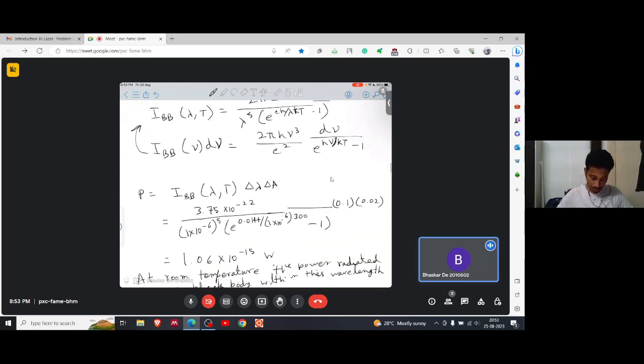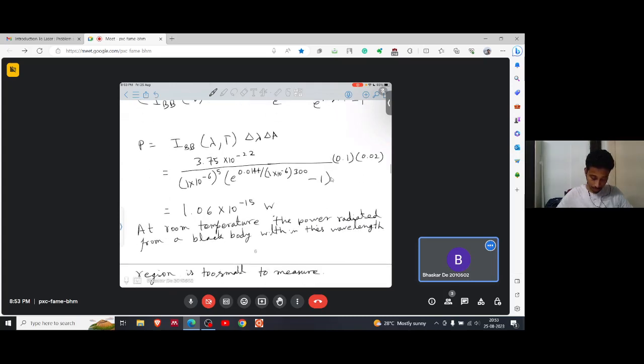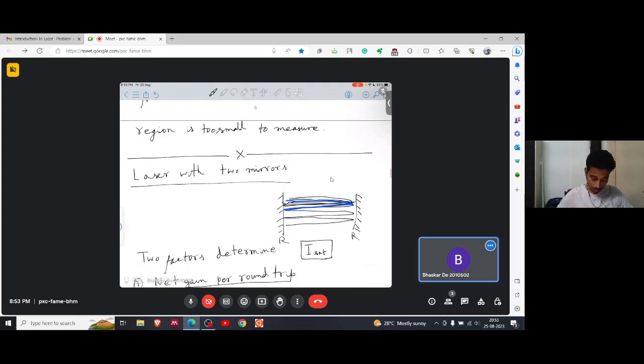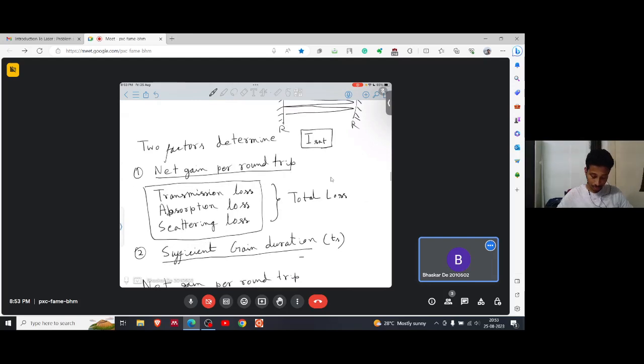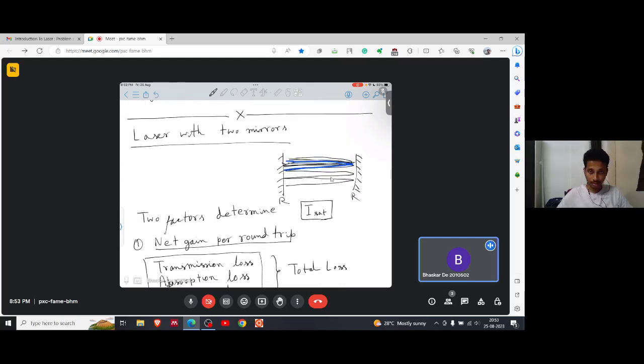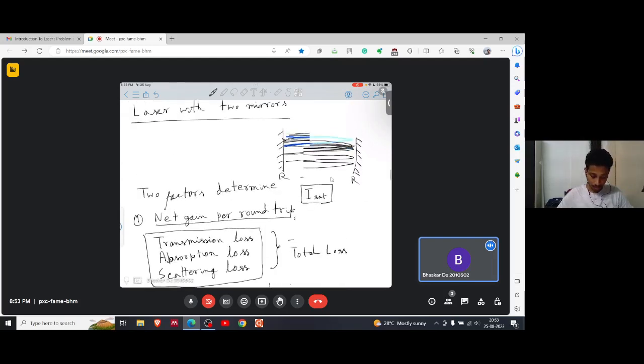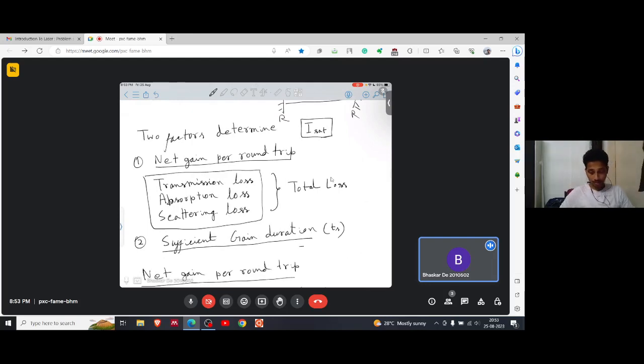Then we have just calculated the power. Then we discussed the laser with two mirrors. The two important parameters for this laser with two mirrors to actually work are the net gain per round trip and sufficient gain duration.